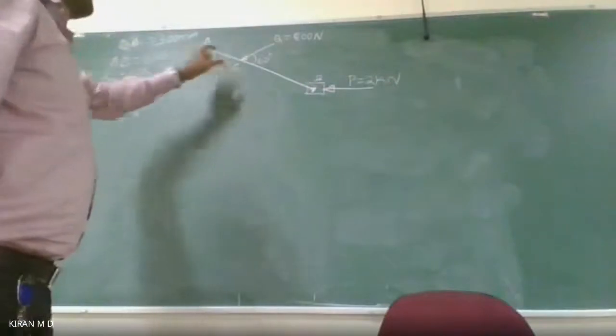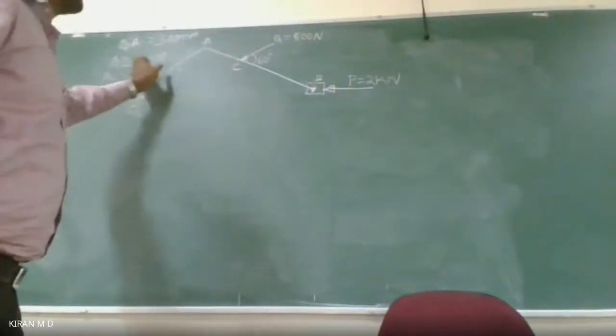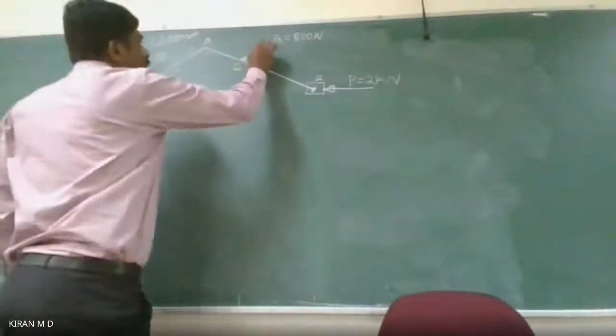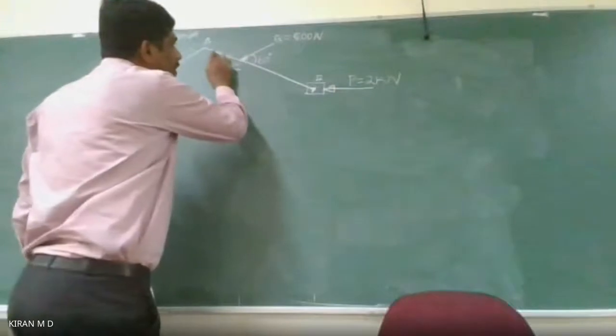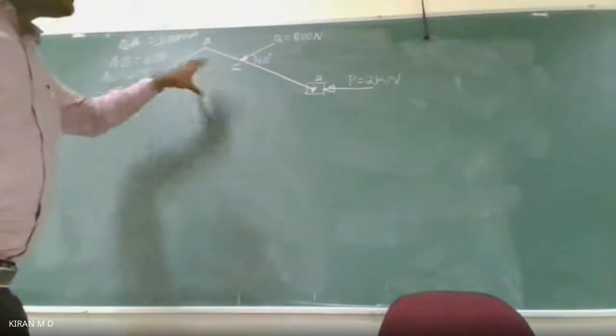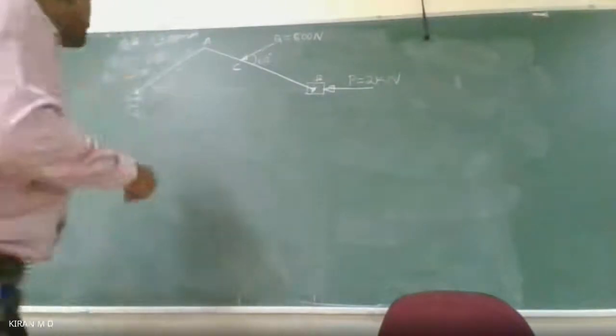For AC, you take 200 mm. 200 means according to scale it is 20 mm. On the 20 mm point, you draw the 60 degree line with respect to this connecting rod. Okay, so this is the configuration diagram. Once you finish this, we will go to the force analysis.